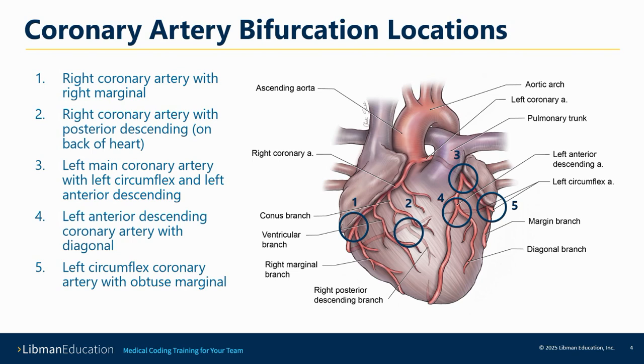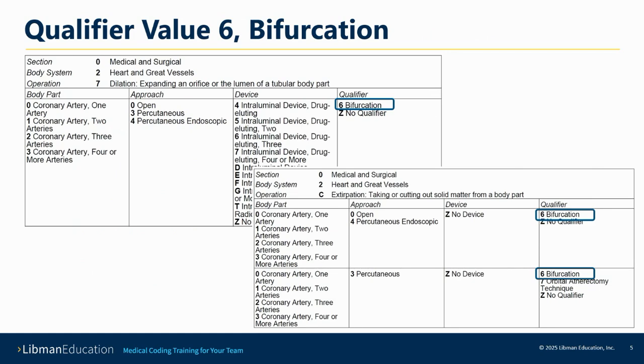Number 3 is where the left main coronary branches into two separate arteries and is the only location in the coronary arteries where 3 arteries can be treated simultaneously. There are excerpts here from the 027 table for dilation and 02C table for extirpation, the only 2 tables where the bifurcation qualifier is found in ICD-10-PCS. Just to review, the number of arteries treated at the bifurcation is identified in the body part value, and the qualifier value is 6 bifurcation in either of these tables.